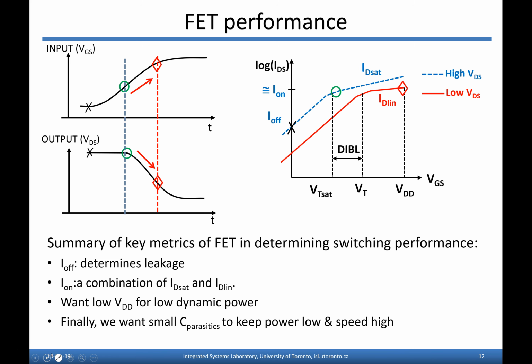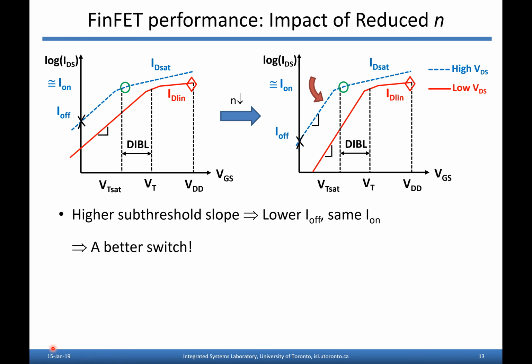So let's see what happens if we introduce FinFET geometry. The first thing we said is that it reduces n. A smaller n is going to increase the subthreshold slope. So with these curves here, if we reduce n, the subthreshold slope improves, it gets steeper.